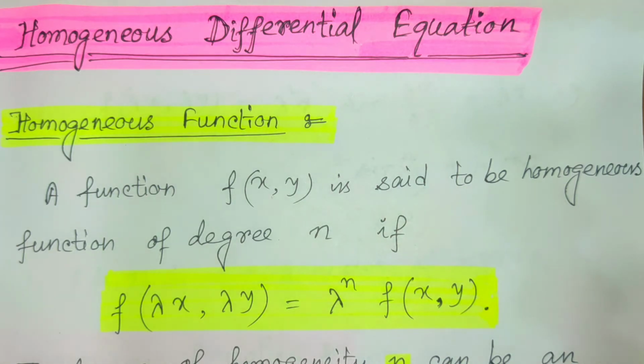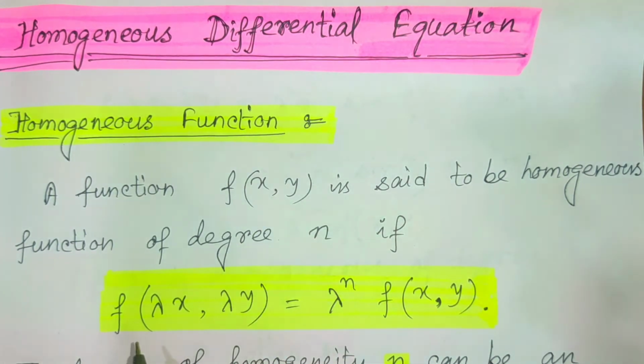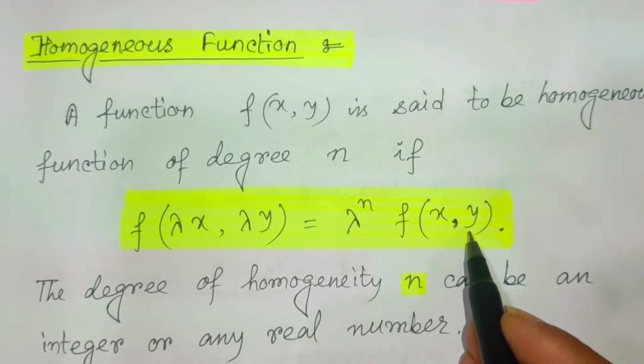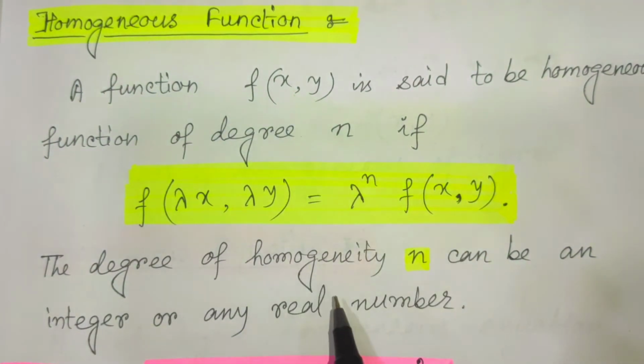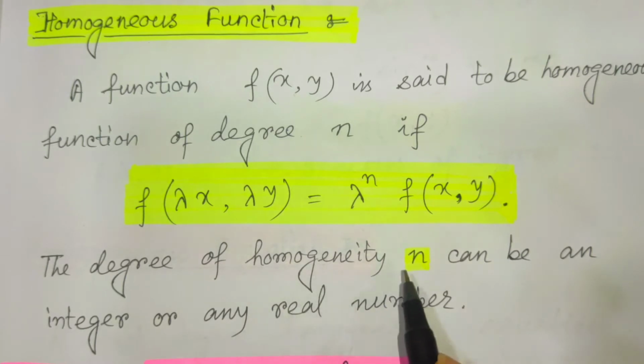I hope all of you know what a homogeneous function is, but still, in this video itself, I am giving you a brief introduction. A function f of x, y is said to be a homogeneous function of degree n if we substitute lambda x instead of x and lambda y instead of y, and after this substitution and simplification, we find the result as lambda to the power n times f of x comma y. Then we say the given function is homogeneous and it is of homogeneity n.